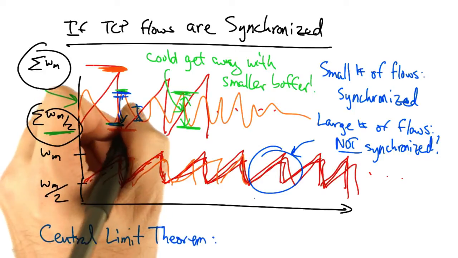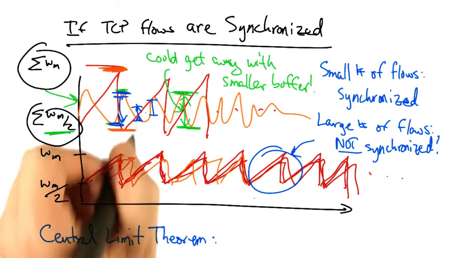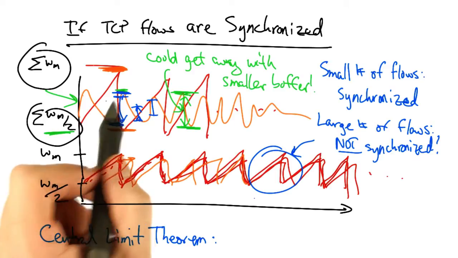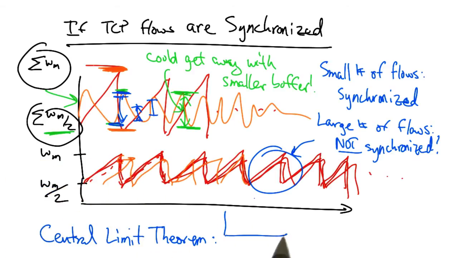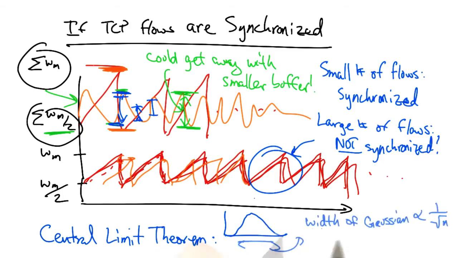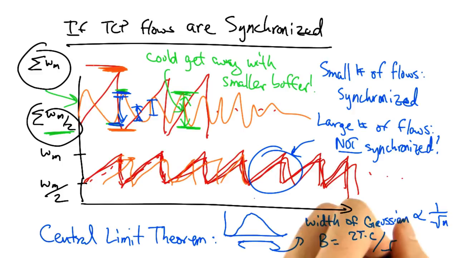Now, if we basically take the height of this orange line at any time to represent our random variable, we can represent the height of that line, which is effectively our required buffering, as a Gaussian. And the central limit theorem says that the width of this Gaussian distribution is proportional to 1 over the square root of n. So as it turns out, the required buffering is actually not 2T times C, but actually 2T times C divided by the square root of n.